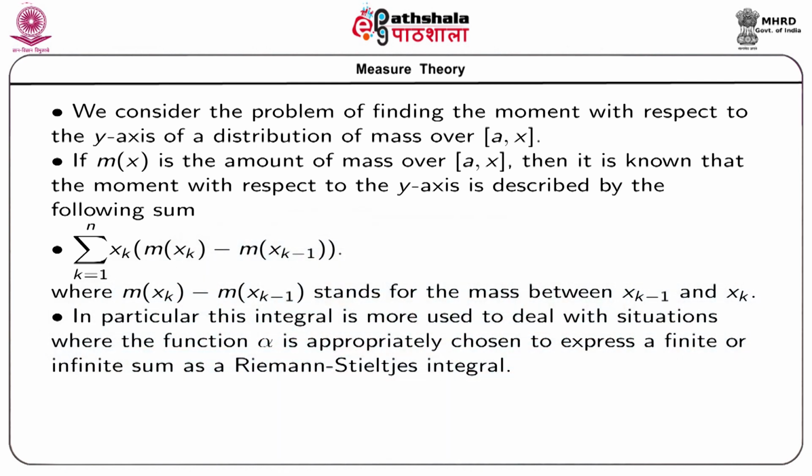So, in these cases the Riemann-Stieltjes integral comes very handy, because here we are considering a sum sigma k equal to 1 to n of x_k into delta m(x_k). In particular, this integral is more used to deal with situations where the function alpha is appropriately chosen to express a finite or infinite sum as a Riemann-Stieltjes integral, and this integral has many applications in physics and mechanics.